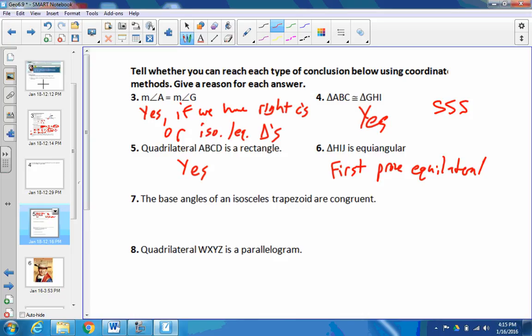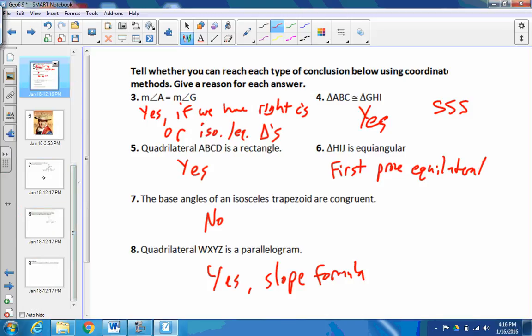The base angles of an isosceles trapezoid are congruent. Can we prove that? Well, if we know that it is an isosceles trapezoid, I don't know that we could prove that the base angles are congruent using coordinate proof geometry. So we're going to say no for right now, assuming we don't know that they're already congruent. And quadrilateral WXYZ is a parallelogram. Yes, slope formula. So there's so many different things we can prove using coordinate geometry. So that's why it is a very helpful thing to do.